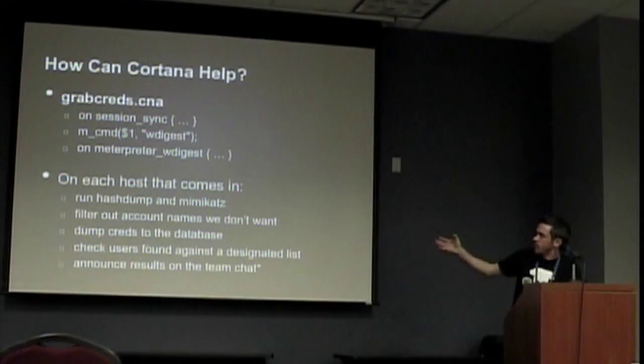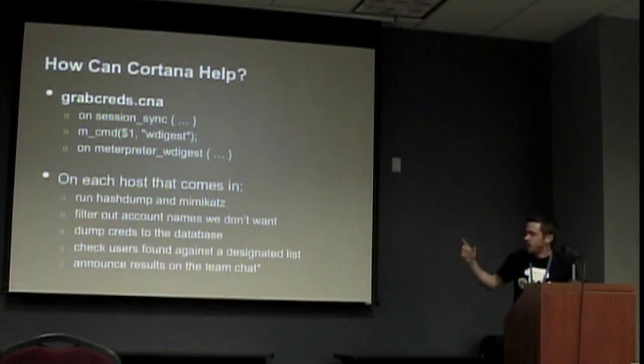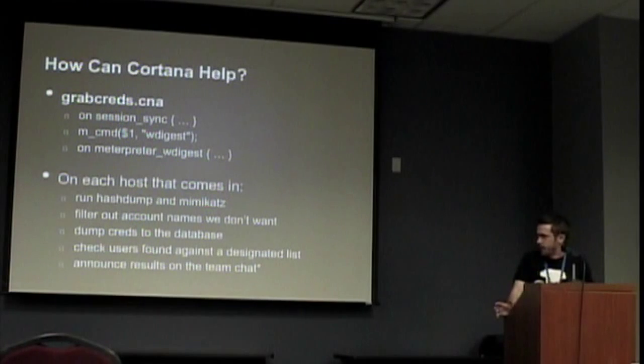So this script, grabcredits.cna, is the little extension for Cortana scripts. Every time a new session comes in, it'll run hashdump and mimikatz. It'll filter out all the account names that we don't want. It'll format all the creds and dump them into the database exactly how we want them. It'll also run a PS and check all the actively logged-in users and active processes, and compare that against a list you can specify if you're looking for a particular user. And it'll announce the results on a team chat.